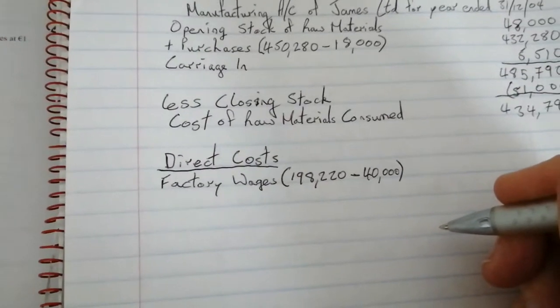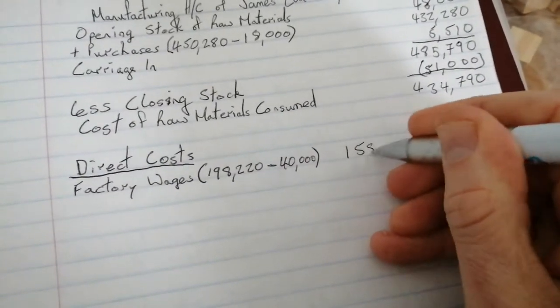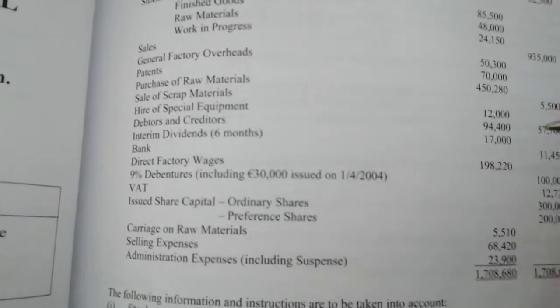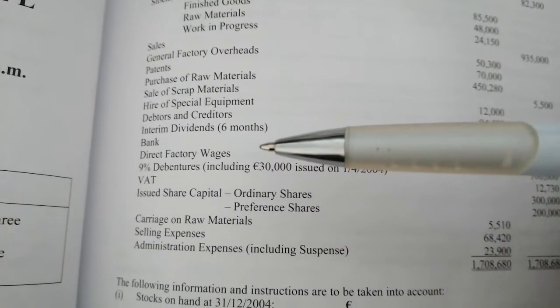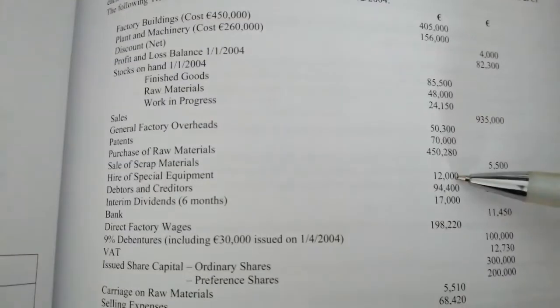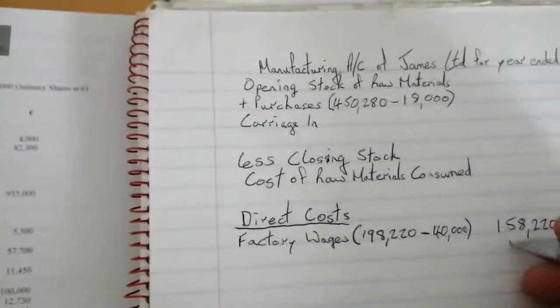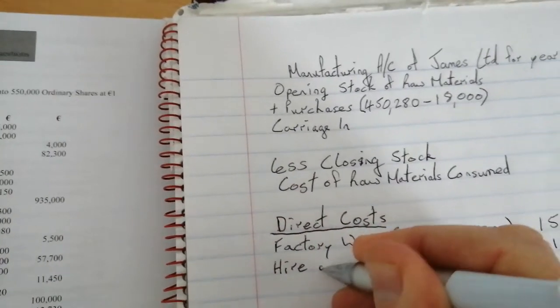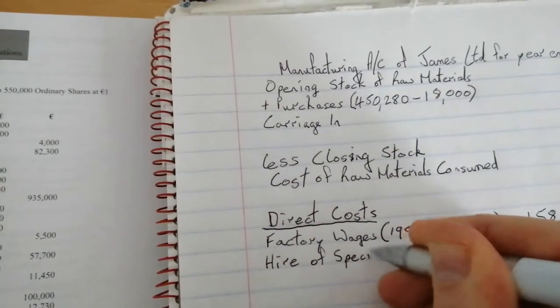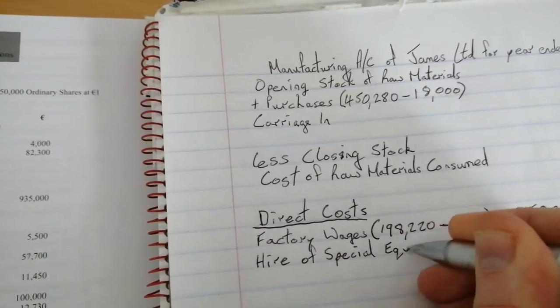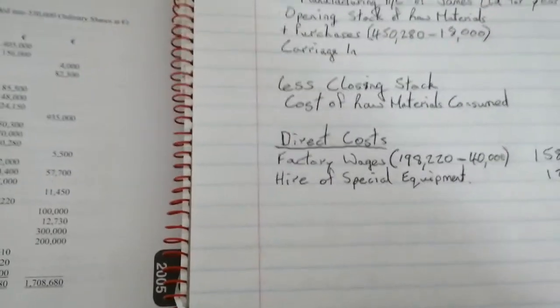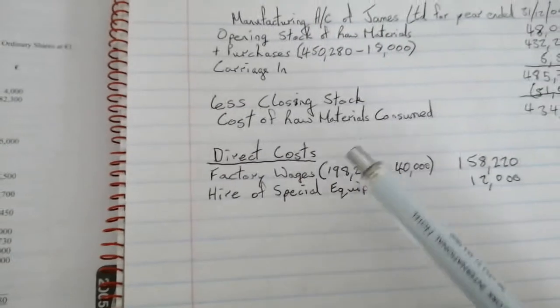And we're going to put that in the first column. Okay, so the next one, and again, these two always come up really: the factory wages, and the other one is hire of special equipment. It comes up all of the time. Hire of special equipment, 12,000. Okay, just going to put in the figure first. Okay, 12,000. But I suppose any kind of direct cost associated with the manufacturing process could go in here.